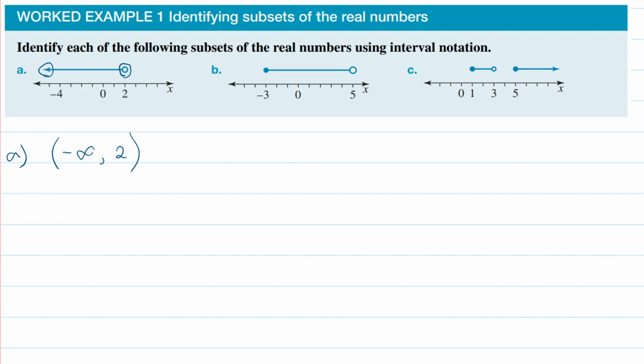Okay, for B, we have boundaries at -3 and 5. So that means we are looking at -3 being the smallest number, solid circle. So it is a square bracket, -3, comma, 5, and then curved bracket at the end because it doesn't include 5. Okay. And then for C, we've got 2 possible answers here.